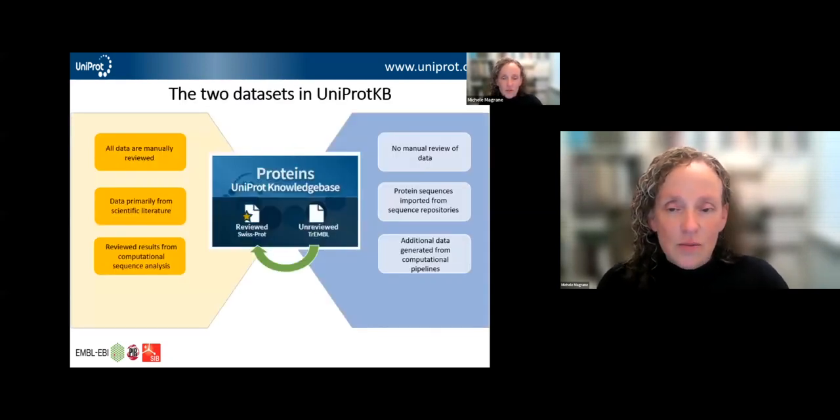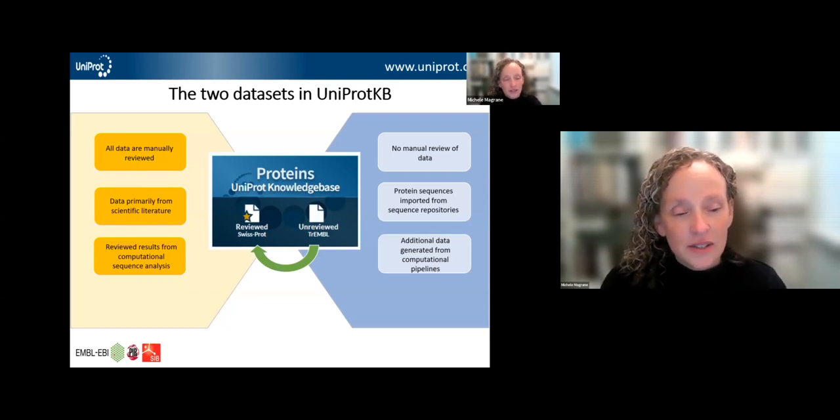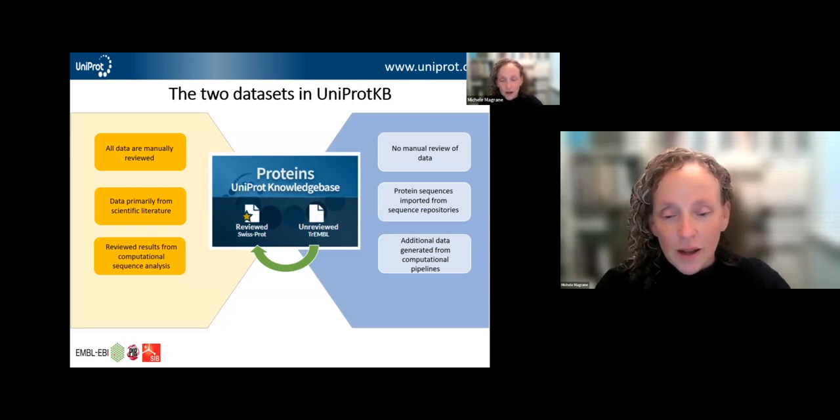So there are two data sets within the UniProt Knowledgebase, or UniProtKB. There's the reviewed Swiss-Prot section and the unreviewed TrEMBL section. In the reviewed Swiss-Prot section, all of the data are manually reviewed, and the data comes mainly from scientific literature, coupled with manually reviewed results from computational sequence analysis. In the unreviewed TrEMBL section, there's no manual review of the data. The protein sequences are imported from various sequence repositories, and then there is additional data which is generated from computational pipelines.